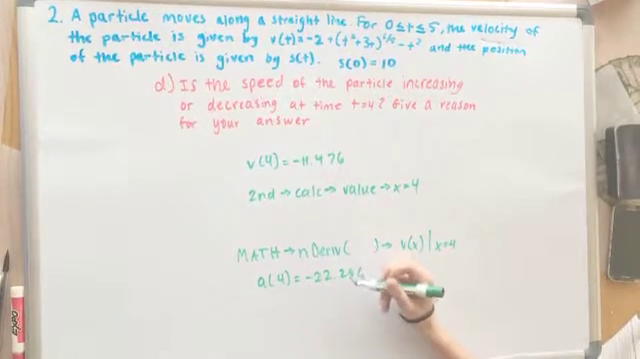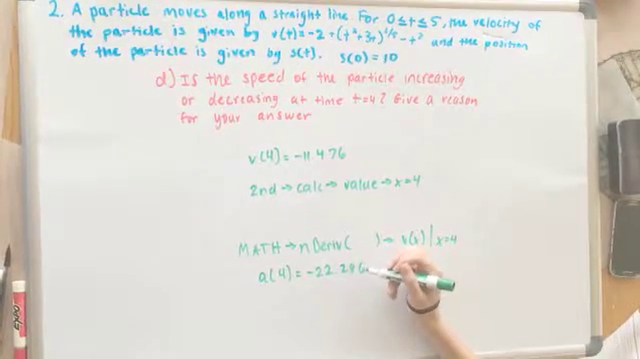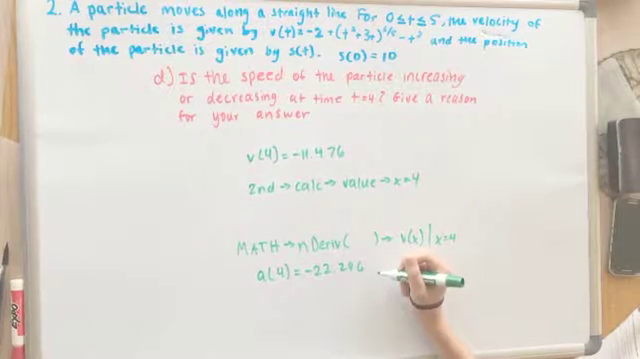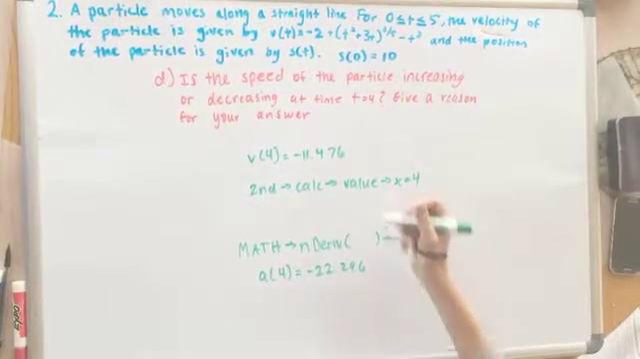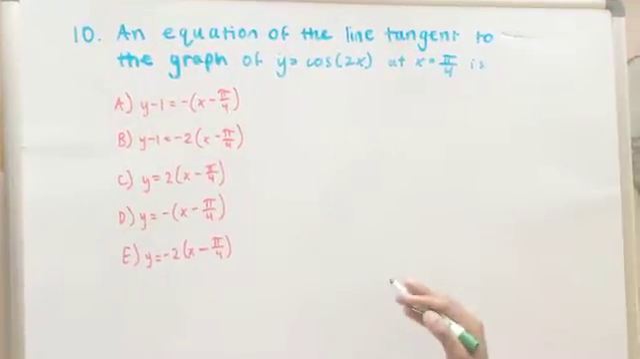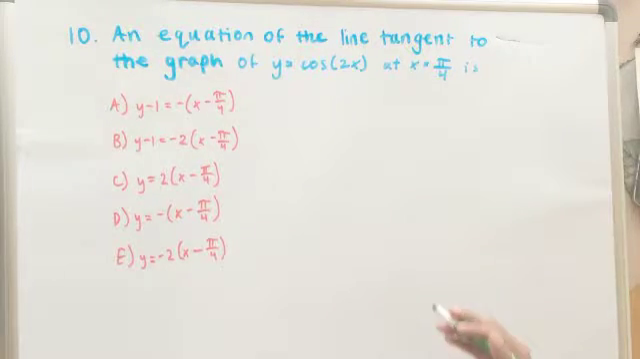So we end up getting that the acceleration at 4 is -22.296. So therefore the speed is increasing, and this is because the signs are the same. They're both negative.